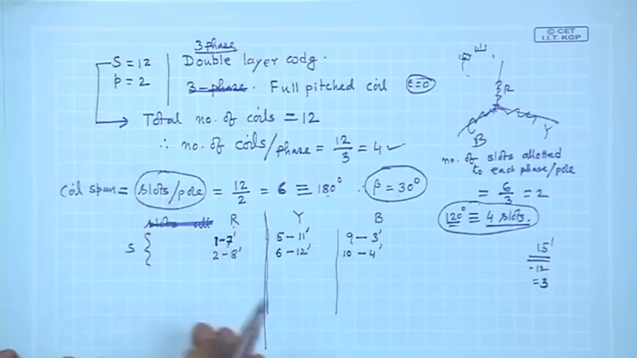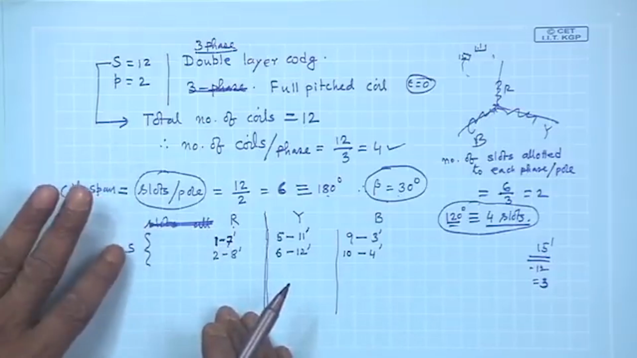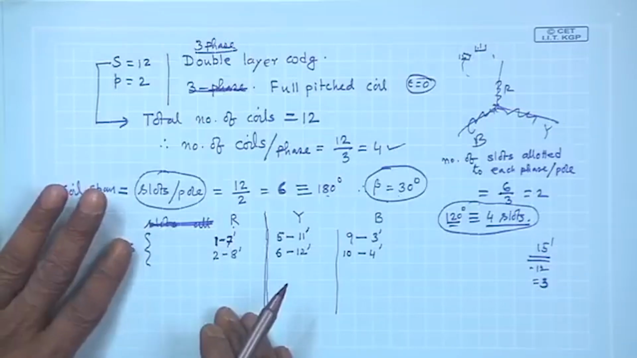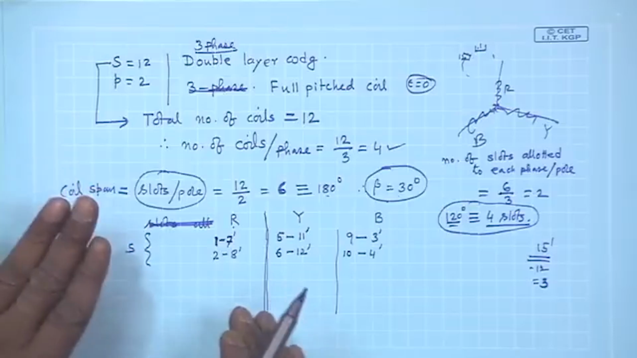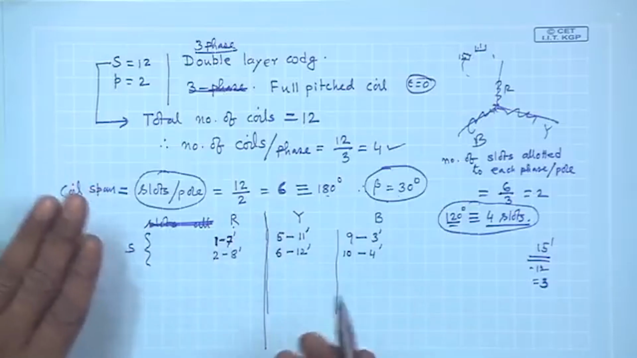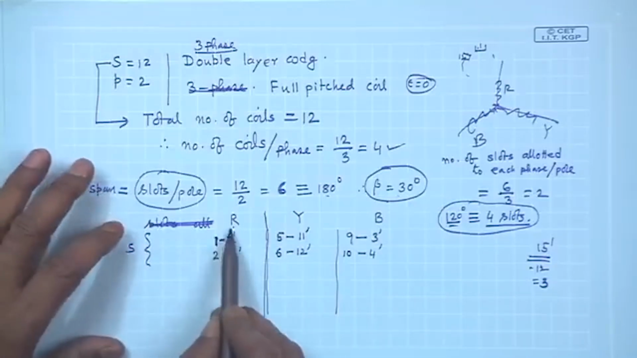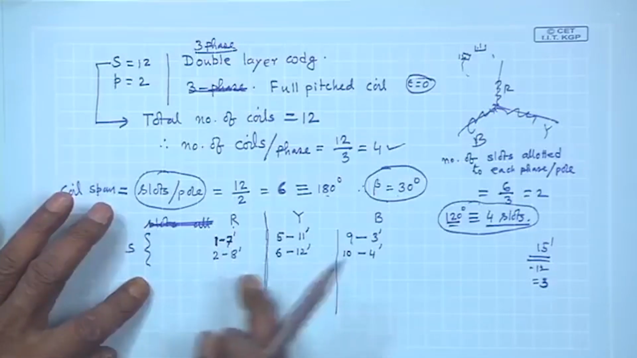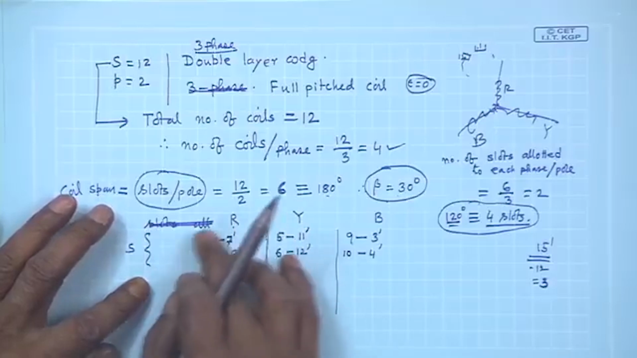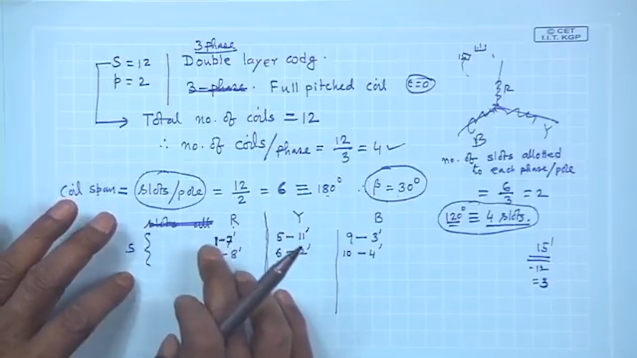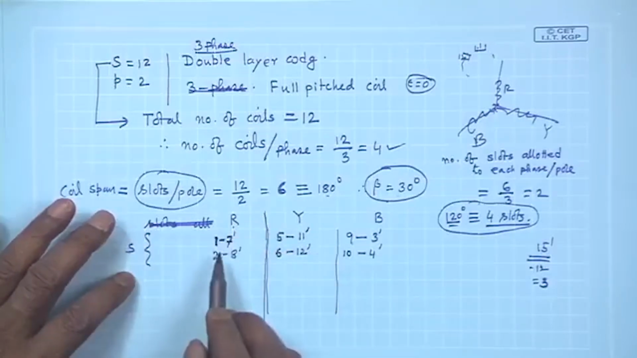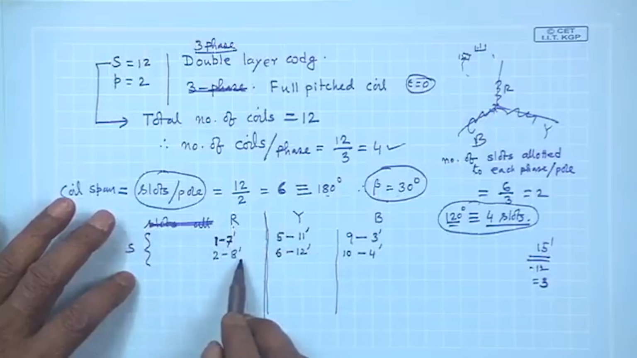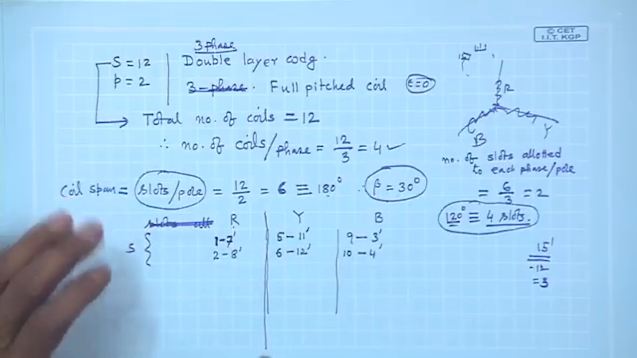It is a 2 pole machine. Suppose under 1 pole, let us say, this writing of south north is for my convenience, but anyway, 2 poles I have allotted to R phase. Then if you have started the winding from slot number 1 for R phase, 1 7 dash, 2 8 dash, 5 11 dash, and so on.